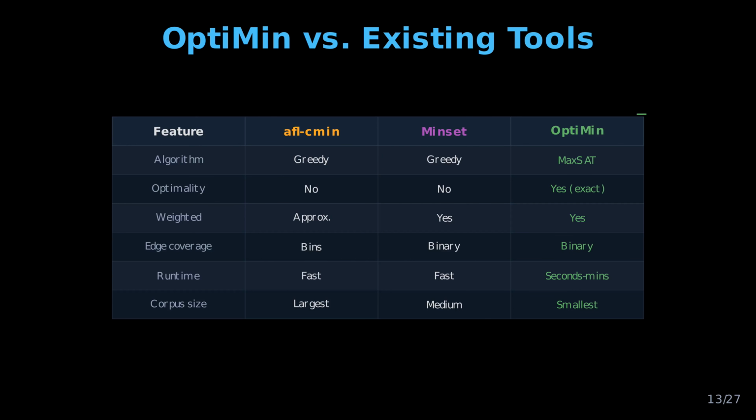Comparing the three tools, MinSet and AFL-cmin both use greedy heuristics and provide approximate solutions, like we've said earlier. Optimin uses MaxSAT solving and guarantees optimality. In practice, Optimin produces corpora that are 9 times smaller than AFL-cmin on average, and it's faster too, averaging about 2.5 minutes compared to 25 minutes for AFL-cmin. Now, AFL-cmin is a bash script, while Optimin is completely written in C++. So that comparison isn't entirely apples to apples in terms of implementation, but the point is that Optimin's overhead is so low that it provides exact solutions instead of approximate ones.